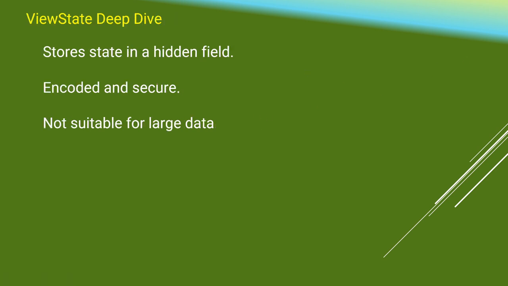View state stores values of controls in a hidden field as a base64 encoded string. It allows ASP.NET to persist state, but since it increases page size, use it wisely, avoid large objects or frequent changes.